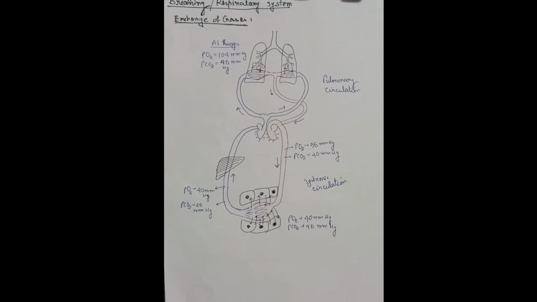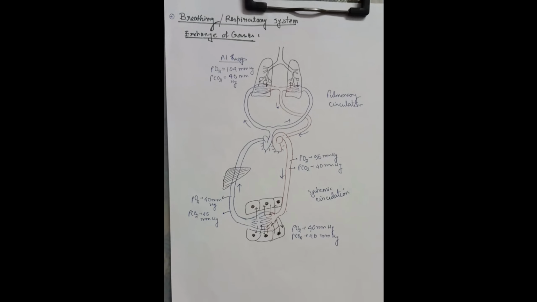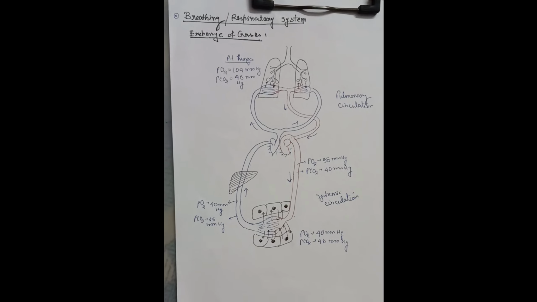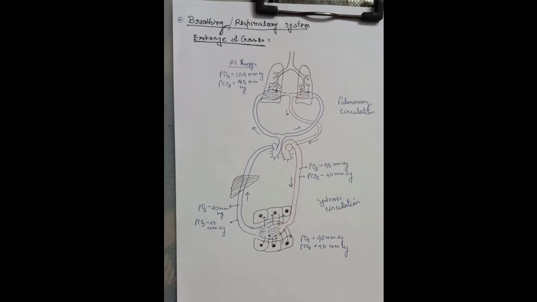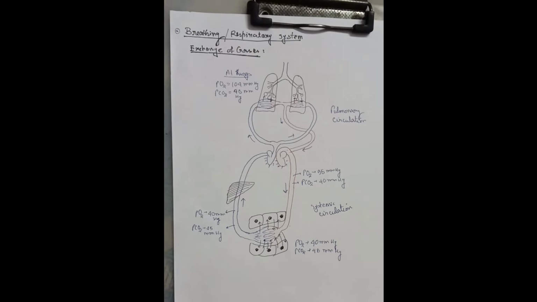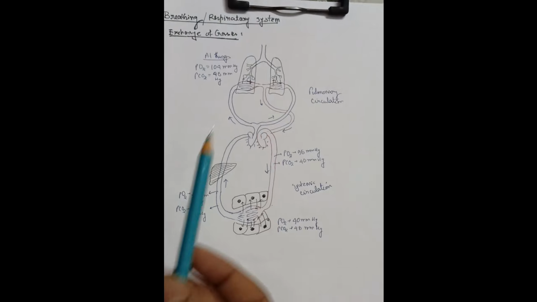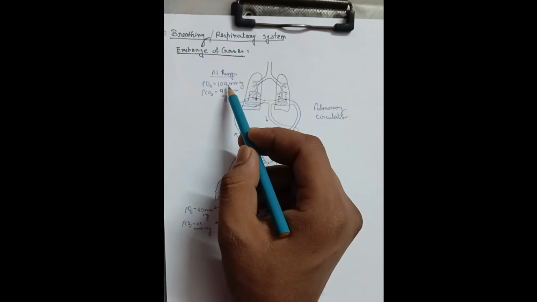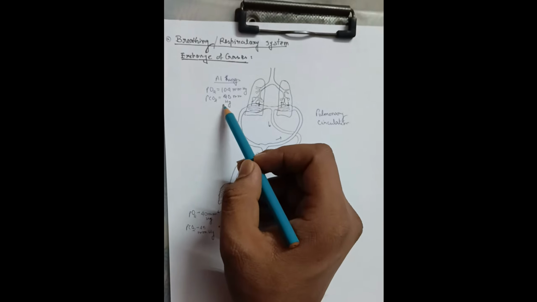Now we are going to talk about the exchange of gases. To really understand the exchange of gases, we need to know the partial pressures of the different gases, that is oxygen and carbon dioxide, the partial pressures for both of them at different sites of our body. So if we start at the lungs, where the main gas exchange is happening, the partial pressure of oxygen, as we can notice here, is 104 millimeter of mercury, and the partial pressure of carbon dioxide is 40 millimeter of mercury.